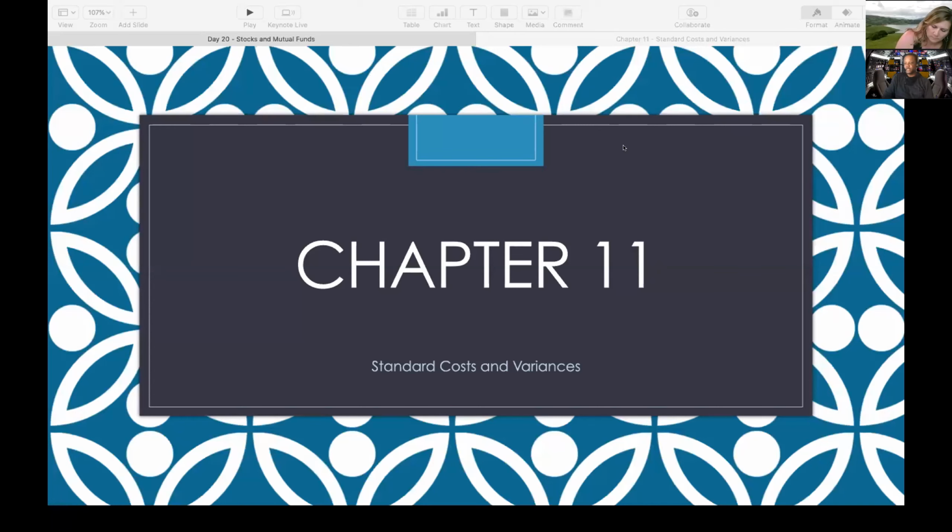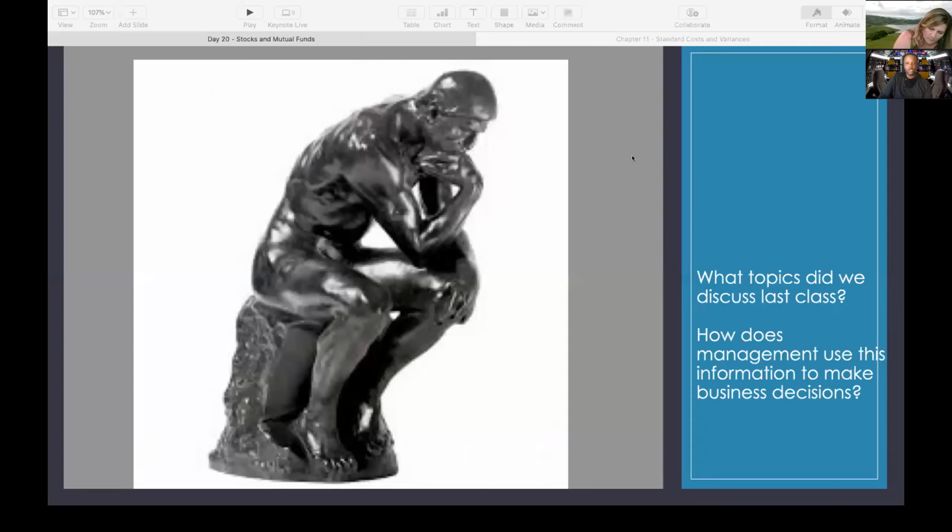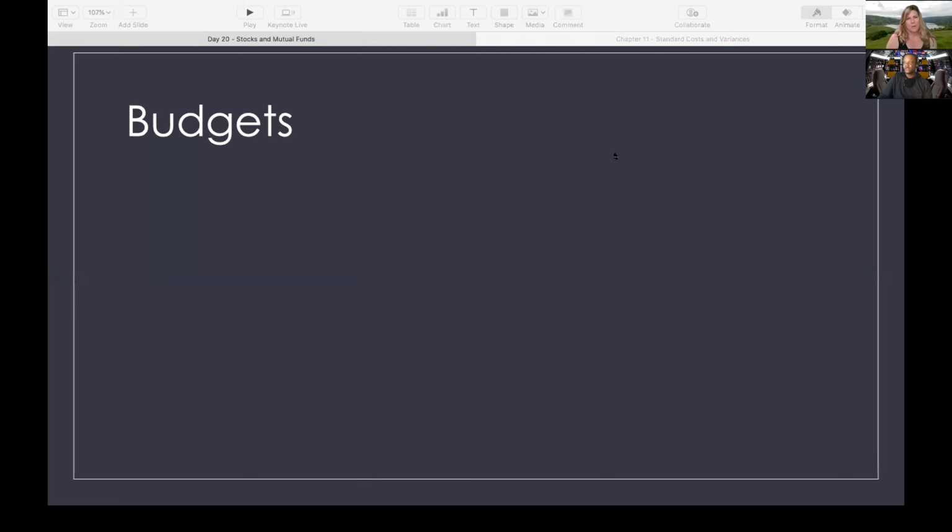This is building on what we talked about in chapter 9 with budgets, and then adding to what we talked about in chapter 10 with variances, which are differences, right, between what our budget was and our actual. So remember, there's a difference. There's always going to be a difference between what we budget and what actually happens.